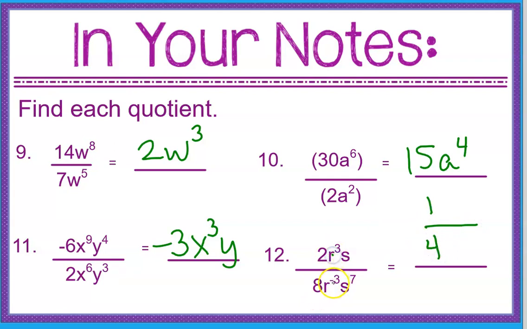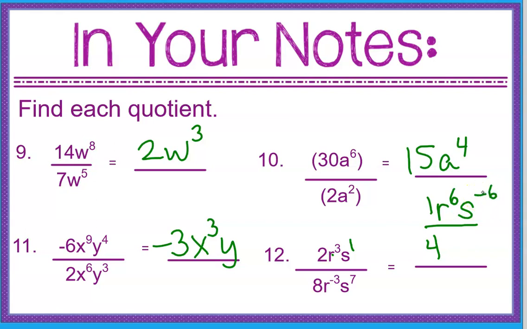Now r cubed, take away negative 3. So 3 minus negative 3 is going to be r to the 6th power. And notice I'm putting the r in the numerator, right? Because that's where your answer will go. Now this one is a 1. 1 minus 7 is s, whoops, excuse me here, s to the negative 6th power.